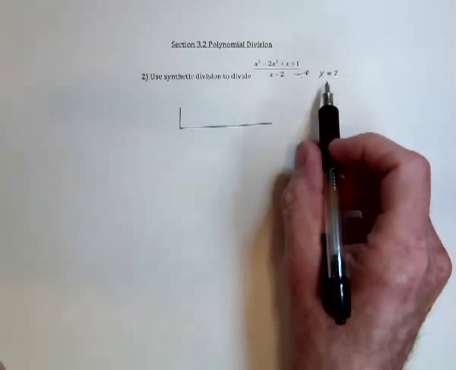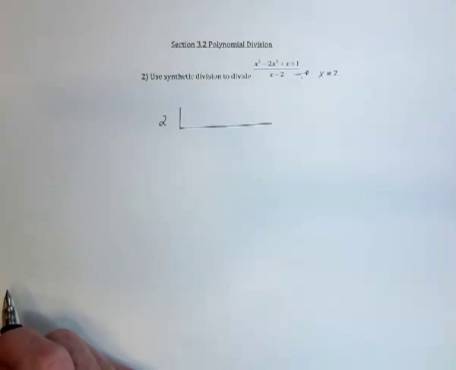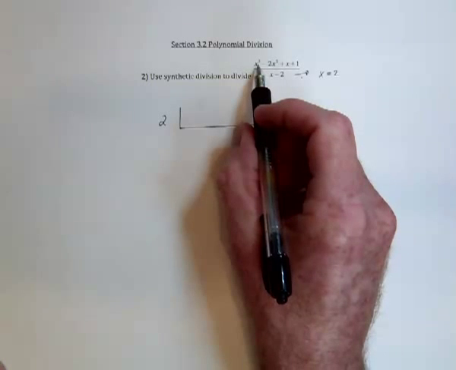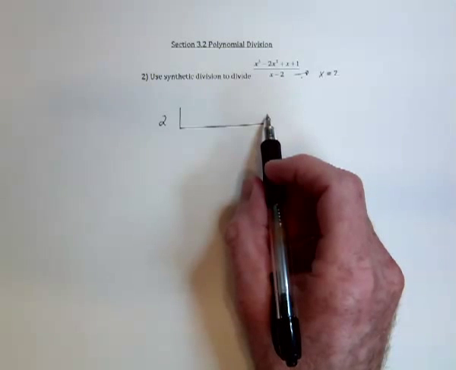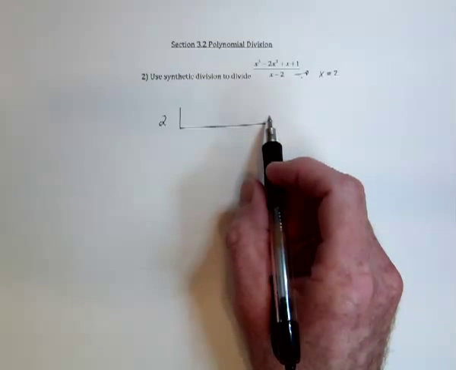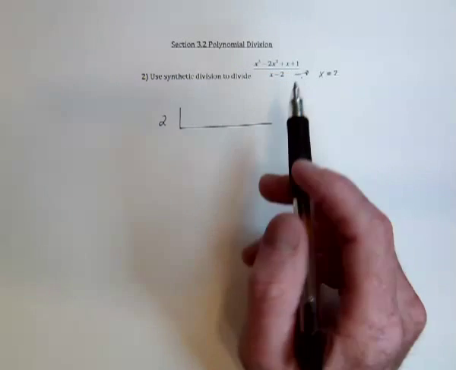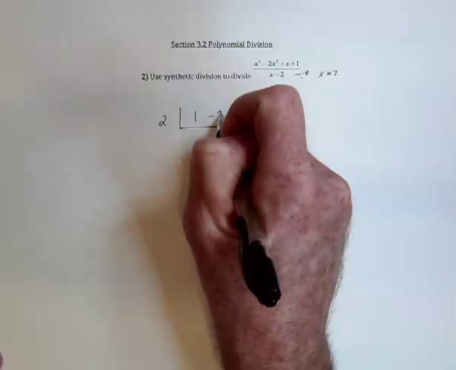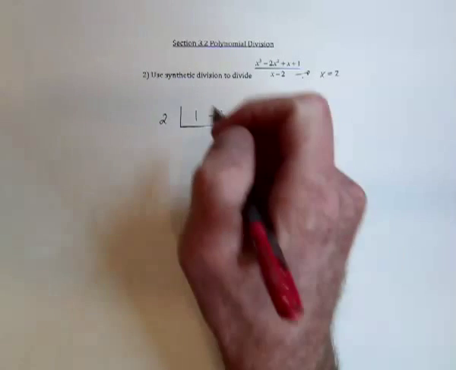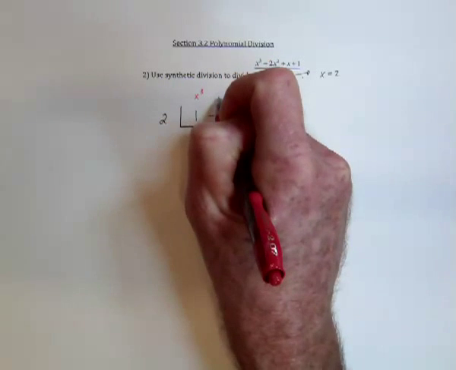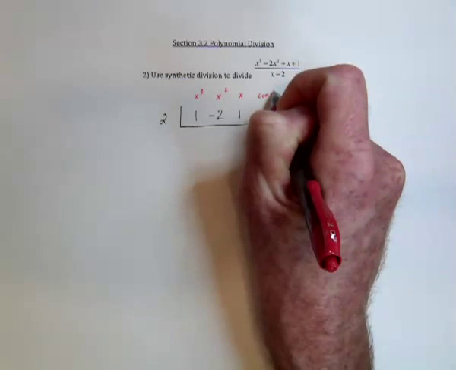With synthetic division, we start with a box, but it's turned upside down compared to long division. And this 2 that we got goes on the outside, what x is equal to. And then this polynomial is going to be put in here, but instead of putting the x's and x squares, we're just going to put the coefficients. A 1, negative 2, 1, and 1. And you don't have to put this part, but this is for the x cubed, this was for the x squared, this was for the x, and this is for the constant.